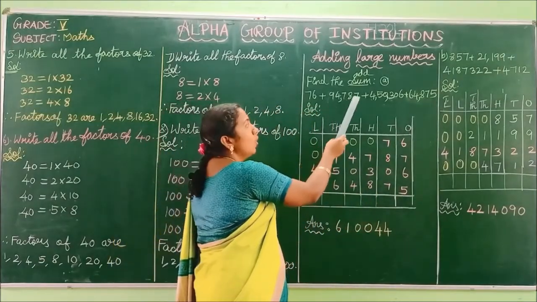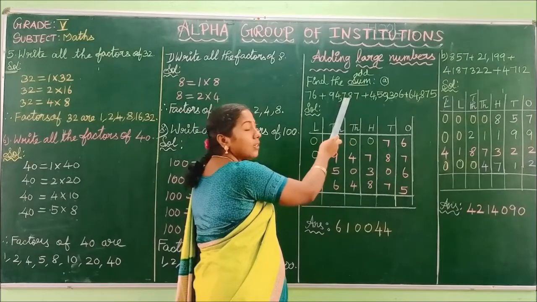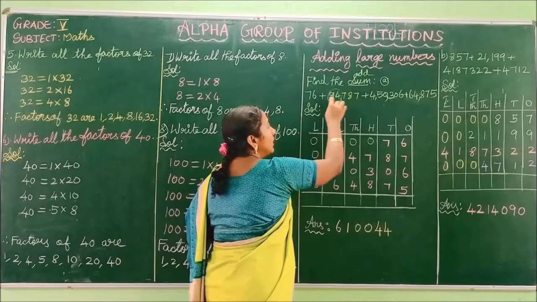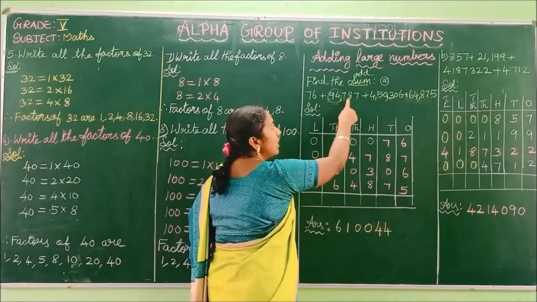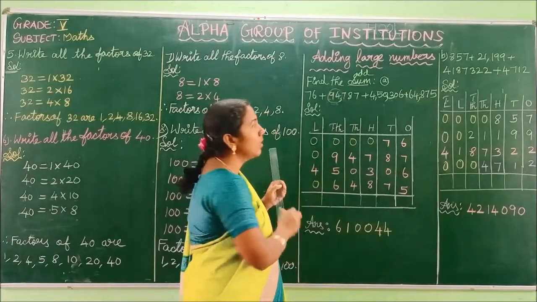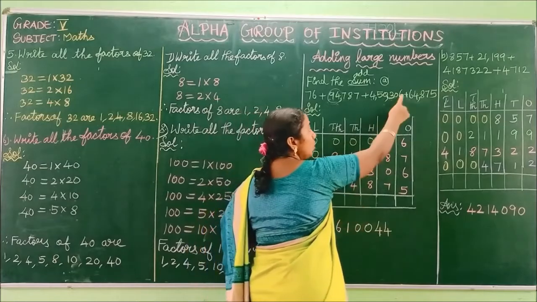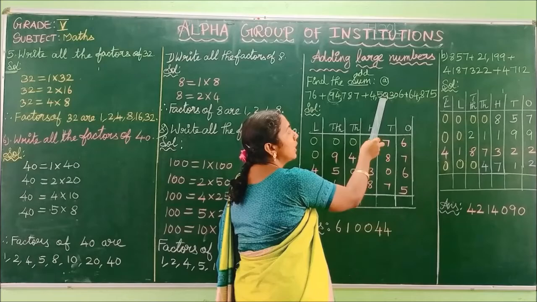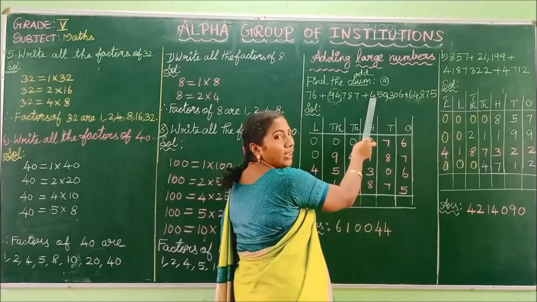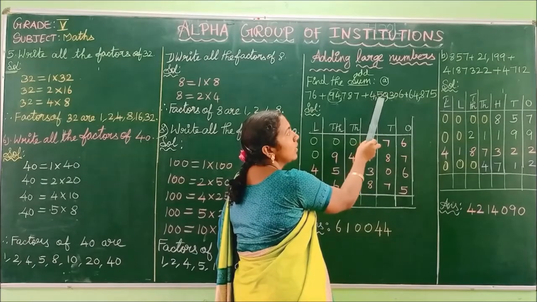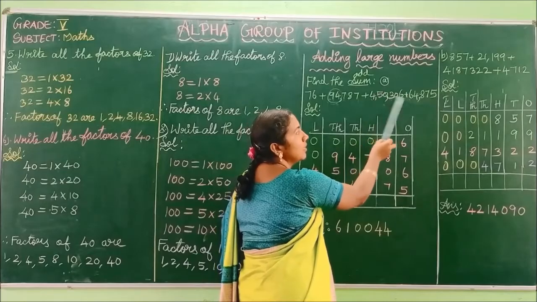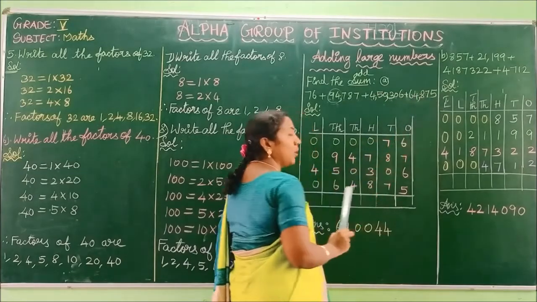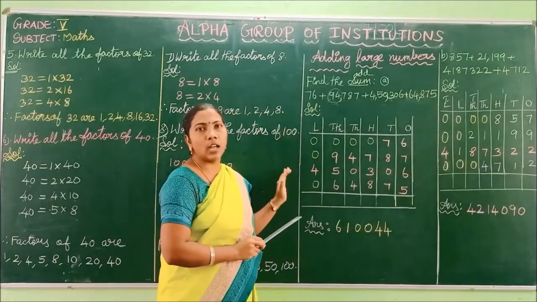How do you read this? Ones, tens, 100, 1000, 10,000. You have to read this number as a whole. That is 94,787. Okay. See the next one. Ones, tens, 100, 1000, 10,000, and then lakh. So you have to read it as 4 lakh 50,306. Similarly 64,875. You have to add these numbers.